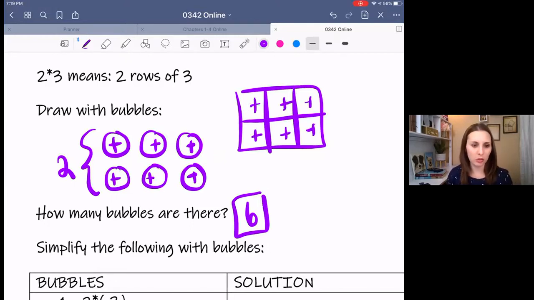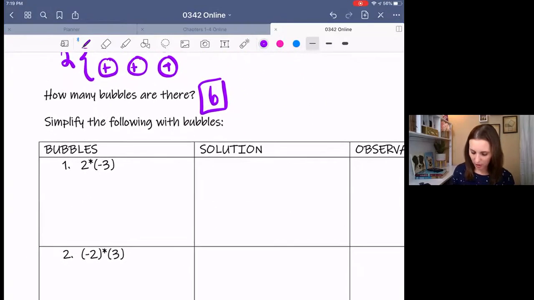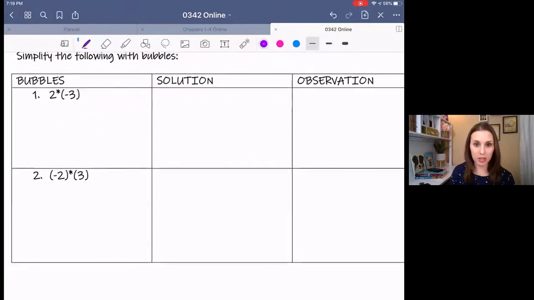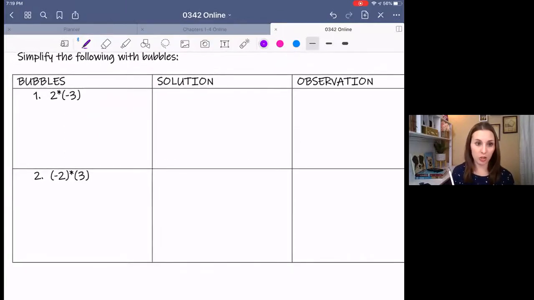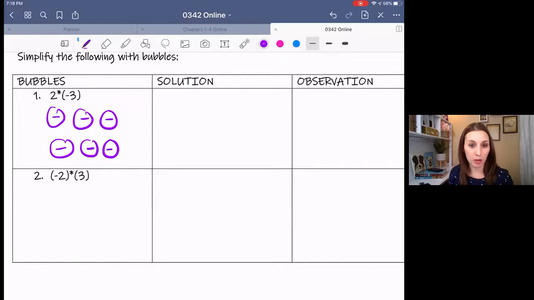I think they're cute. So we're going to take that and fill out this table, which is similar to the table we filled out for adding integers. This one, number 1, says 2 rows of -3. So 1, 2, 3, negative, negative, negative. 1, 2, 3, negative, negative, negative. How many bubbles are there? -6.